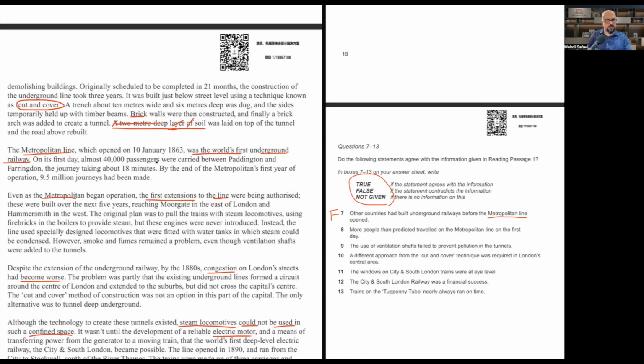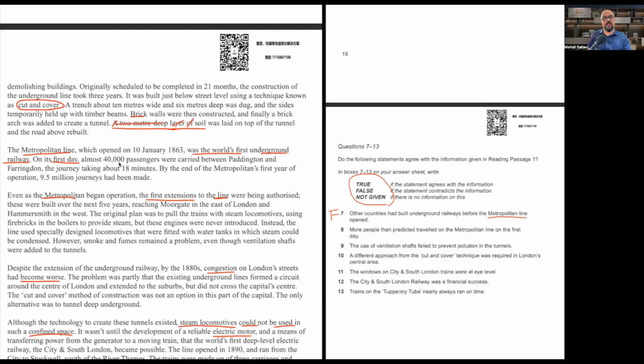What was that? Where were we? Okay, here. Was the world's first underground railway, okay, on its first day. Easy. Almost 40,000 passengers were carried between this and that. The journey taken about 18 minutes. By the end of the Metropolitan's first year of operation, this is irrelevant. So more people than predicted. That's a lot of people, 40,000.